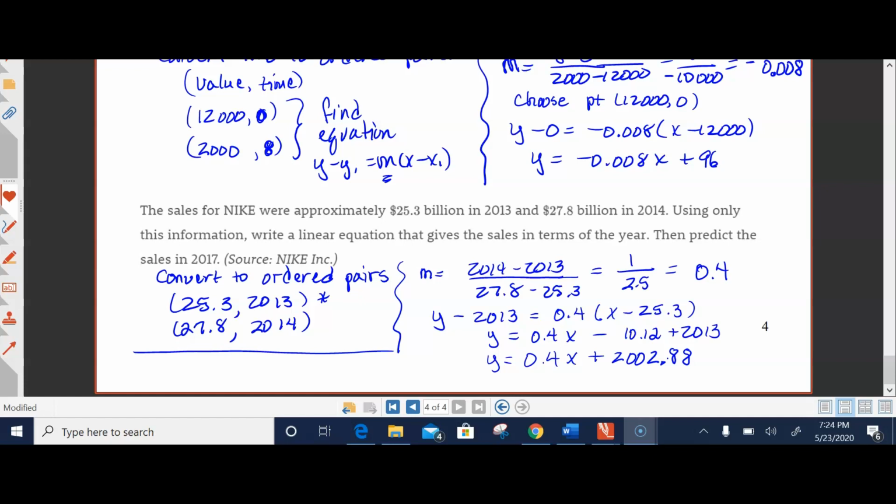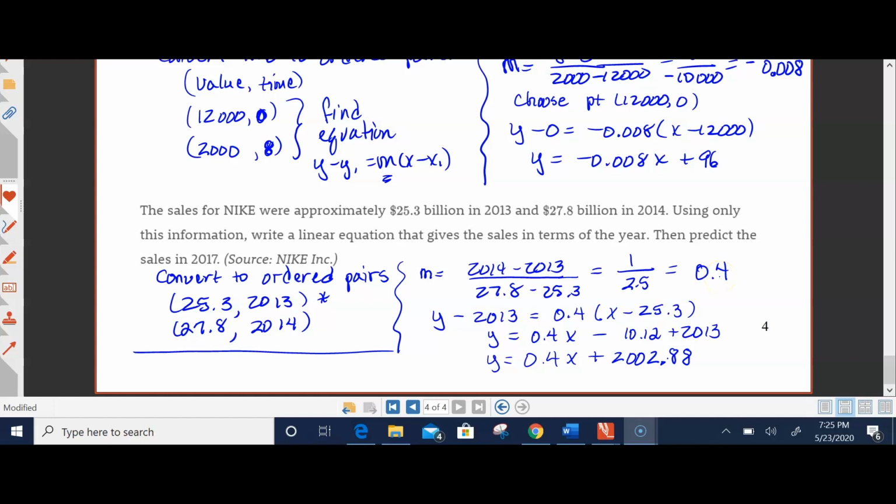To get started, create two ordered pairs. The first ordered pair would be 25.3 billion, 25.3, comma, 2013 for that year. The next ordered pair would be 27.8, comma, 2014 for that year. And whenever you have 2 points, you can always find the slope. So y2 minus y1 over x2 minus x1 gives us a slope of 1 divided by 2.5, which is 0.4.